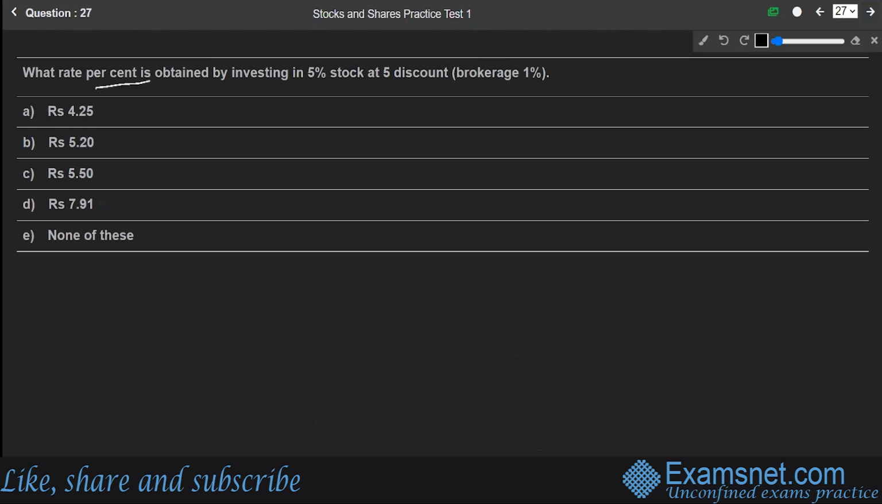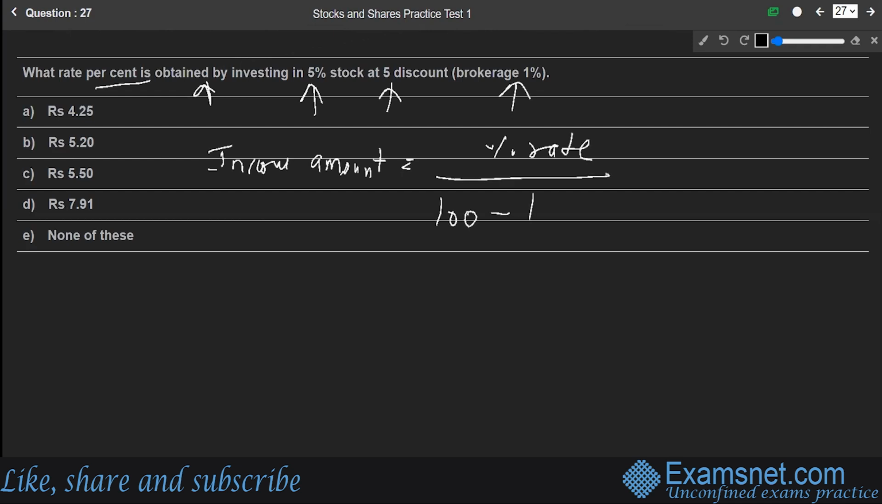Now, the question is what rate percent is obtained by investing in 5% stock at 5 discount and brokerage 1%. So each and every value is given. The rate of stock and the discount are both given. So clearly we can have a formula to relate this. The formula says the income amount is nothing but the percentage rate of stock divided by 100 minus the discount value, plus the brokerage value, and multiply the whole thing by 100. So this particular formula can be directly used here as all the values have been given.